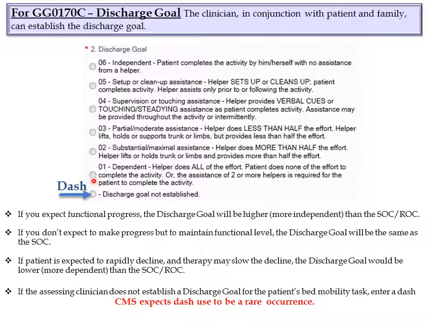So do your best determination based on what you see at the start of care, resumption of care, and then based on your plan of care and your visit orders and the other people that are involved, the other team members, indicate what your discharge goal would be for that patient for bed mobility.